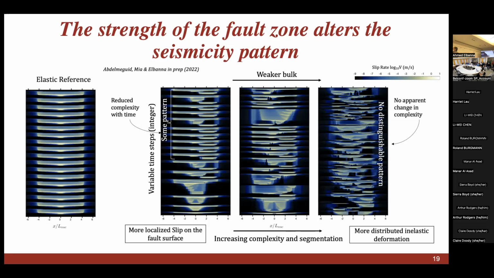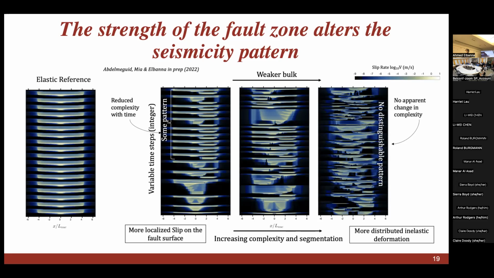Now, if we added plasticity and we start reducing the strength of the bulk, it's still stronger than the fault, because the fact that the fault has existed is that it's weaker than the surrounding bulk. But if we start reducing the cohesion and start looking into weaker bulk, what you observe here is that you start transitioning from less complex behavior to more complex behavior.